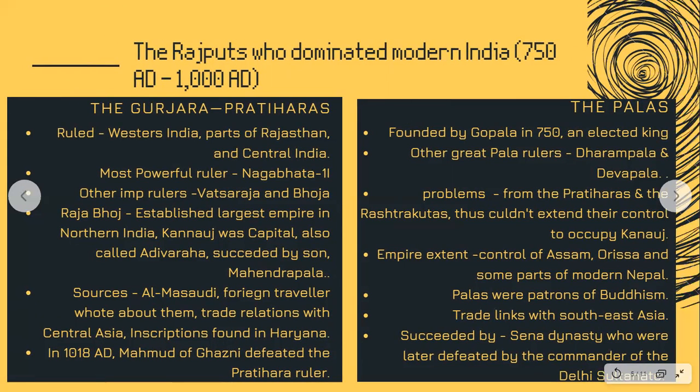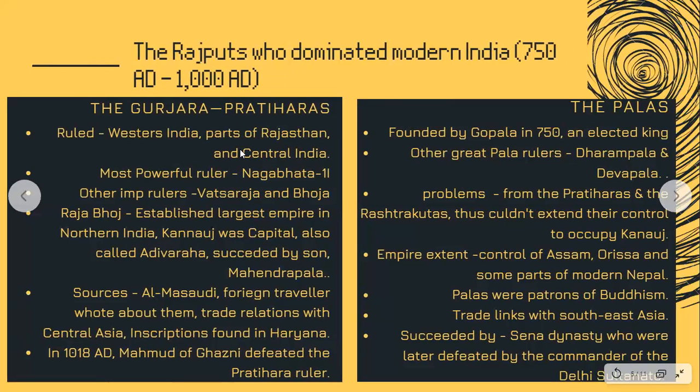Right. So then you have Nagabhatta I being the most important ruler, and other important rulers are Vatsaraja and Bhoj. So Raja Bhoj, to talk about him, students, he established the largest empire in northern India, and during him, Kannauj was the capital. Right. He is also known as Adivaraha, and he was succeeded by his son Mahendrapala.